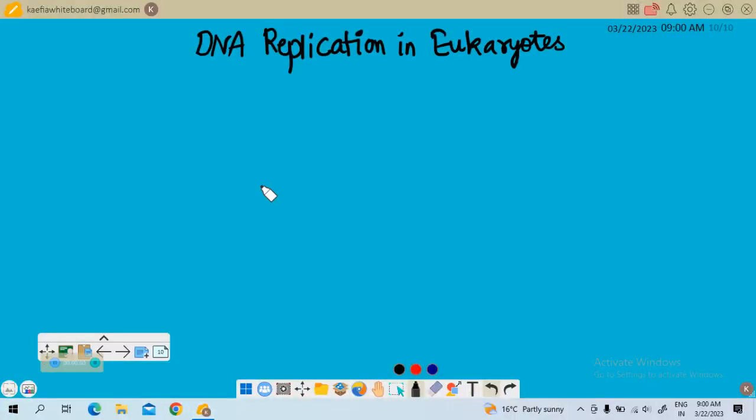Hello. So today we'll discuss DNA replication in eukaryotes. In eukaryotes, we have DNA polymerase alpha, beta, gamma, delta and epsilon. Because of the complexities of chromatin structure, eukaryotic replication moves at around 50 base pairs per second.